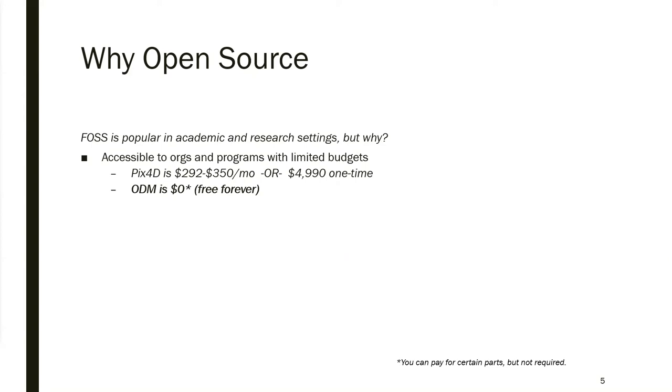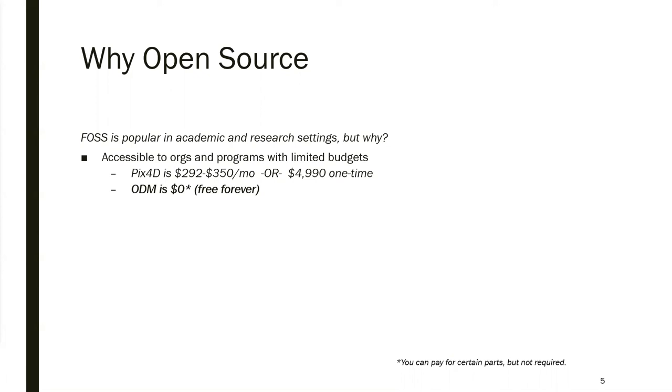So people get into ODM initially often for the cost. A comparable license for PIX4D or AGISOFT Metashape can run you in thousands of dollars to purchase. PIX4D is, you know, you can see here, $300 to $350 a month for a commercial license.